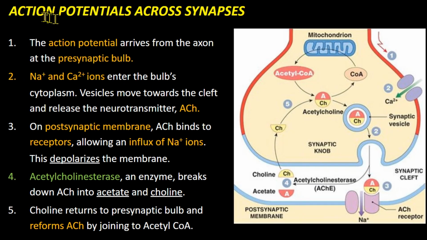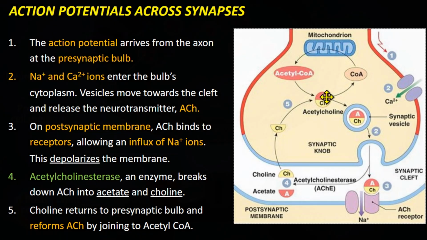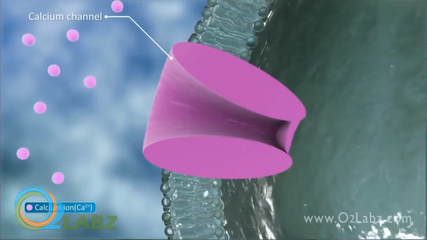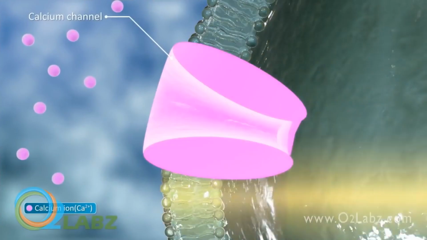So how do we get these action potentials across these synapses? How do we help it propagate? How do we let it cross this bridge? Now this is the presynaptic bulb, and down here is the postsynaptic membrane. Between here is the synaptic cleft. First of all, the action potential is going to arrive from the axon to the presynaptic bulb. What is this going to do? This is going to trigger the opening of sodium and calcium channels. And so it's going to allow sodium ions and calcium ions to enter the bulb cytoplasm.